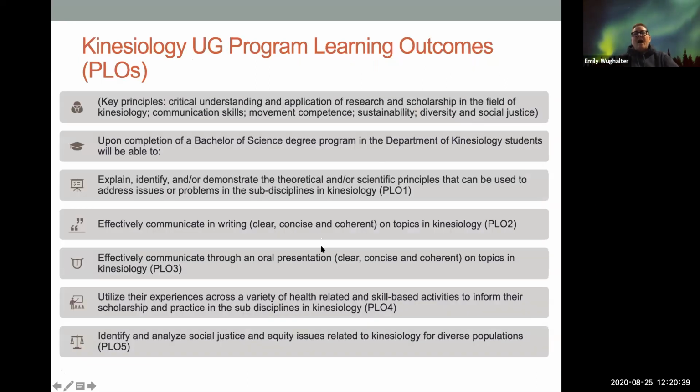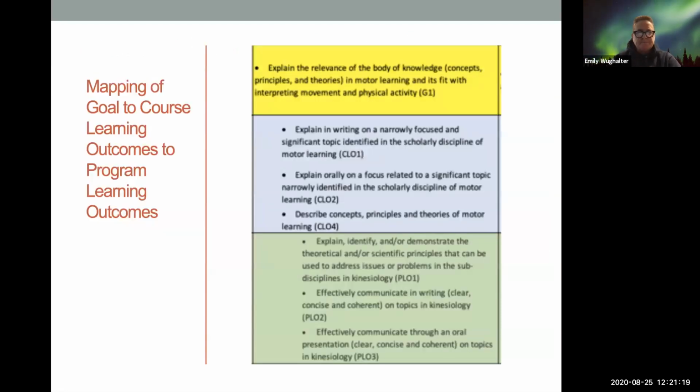And these ideas that I've just presented to you fit very well with the department program learning outcomes. Again, I want you to notice critical understanding, research, communication, movement competence, sustainability. How can we sustain things? And looking at diversity and social justice in every context that we work in and live in. I think those are such important principles in today's times. So we'll include those as we move forward.